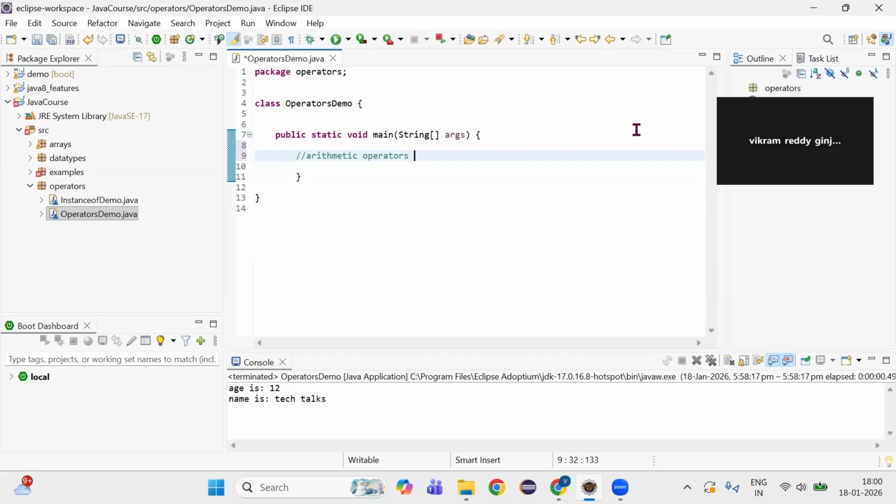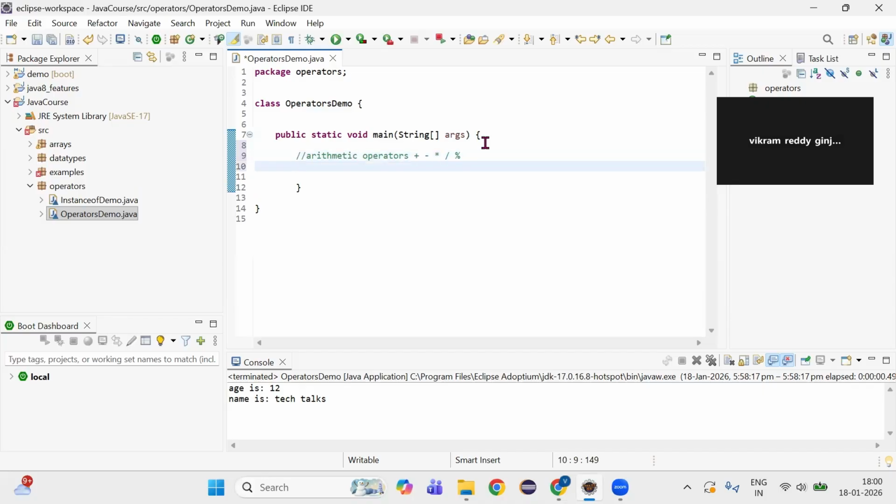Like addition, subtraction, multiplication, division, and also the remainder operator. This one is different from our general mathematics. This remainder operator is different. We will discuss each of them in detail.